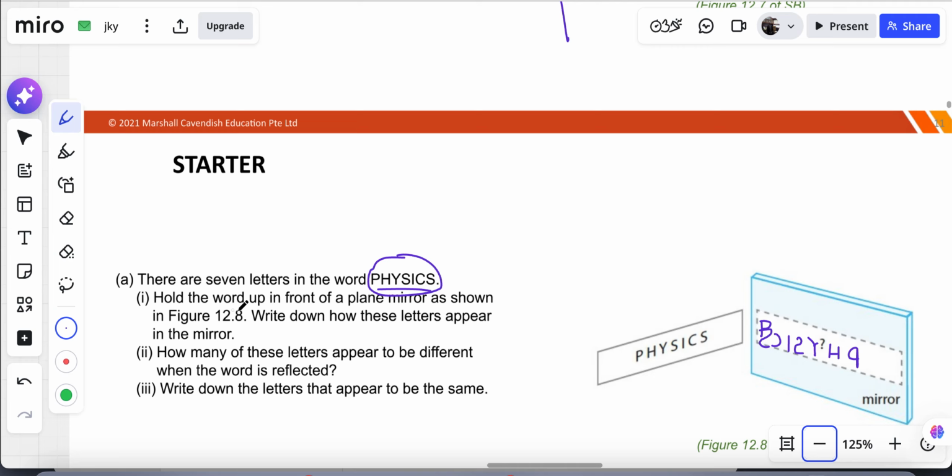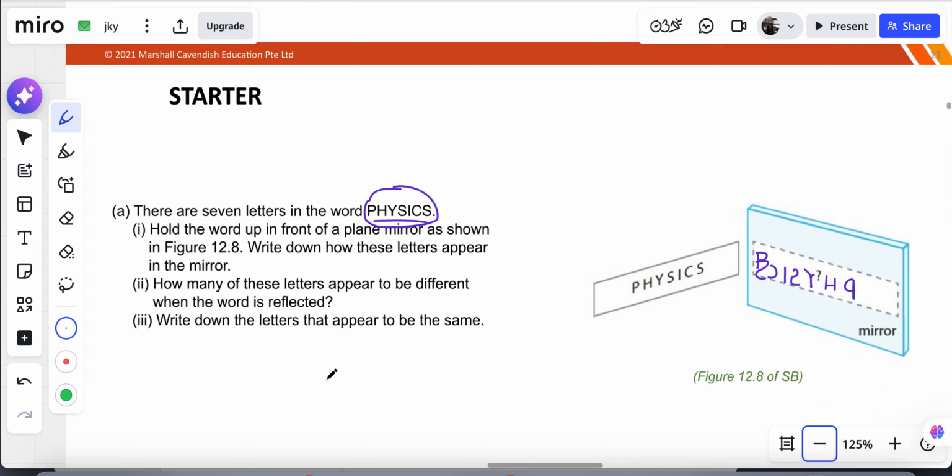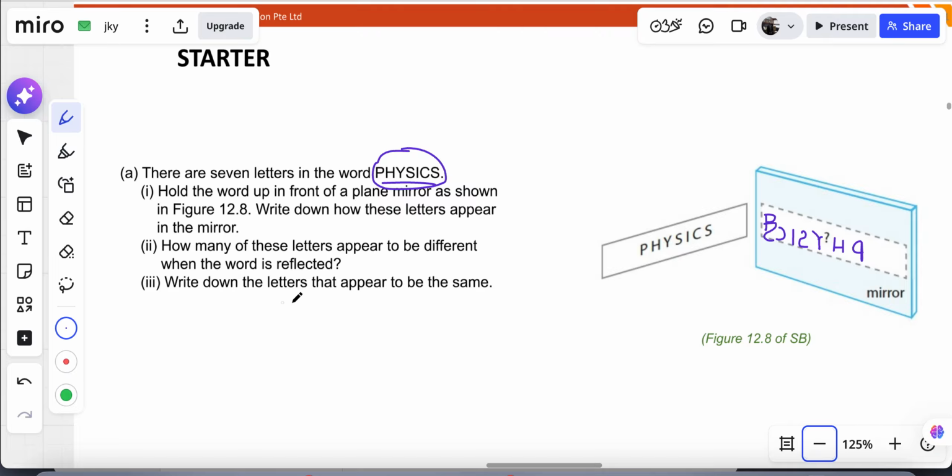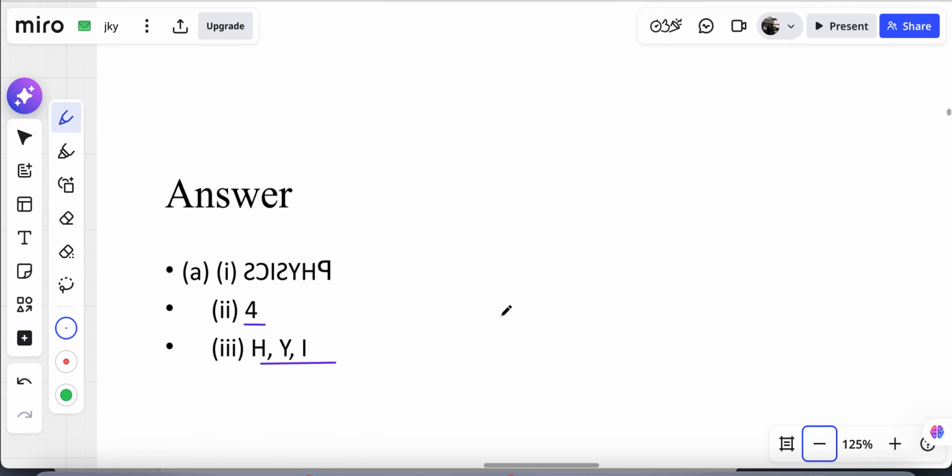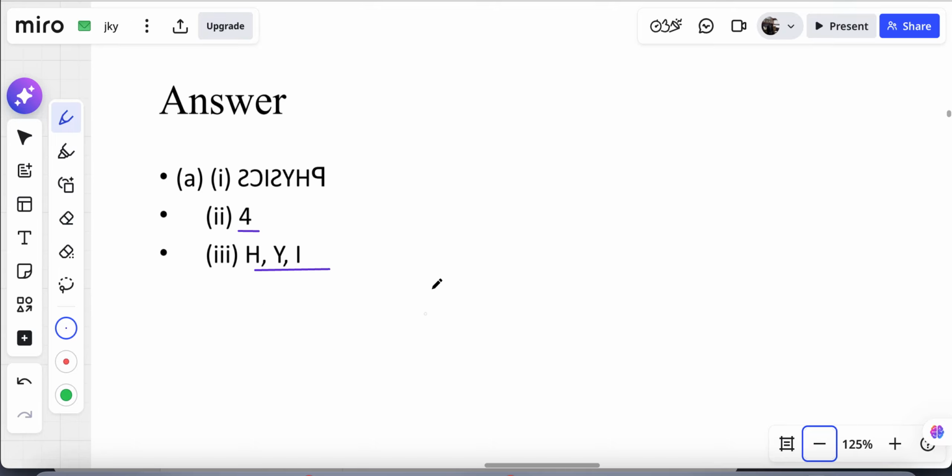They say, hold the word up. There are several letters in physics. Hold the word up in front of a plane mirror as shown in figure 12.8. Write down how these letters appear in the mirror. How many of these letters appear to be different when the word is reflected? How many are different? 4 of them. Write down the letters that appear to be the same. 3 of them. You write those letters down. So these are the answers to that question. Now let's move on.